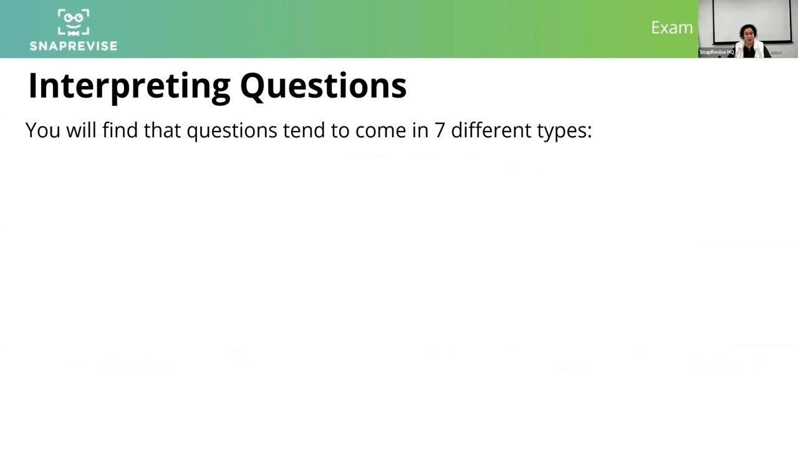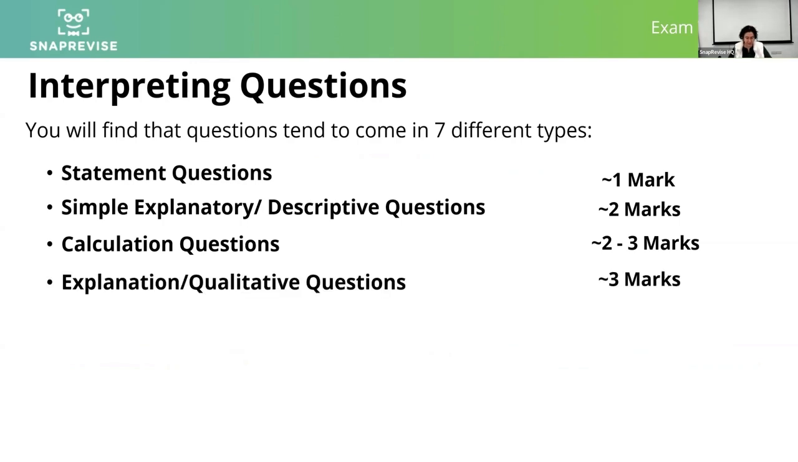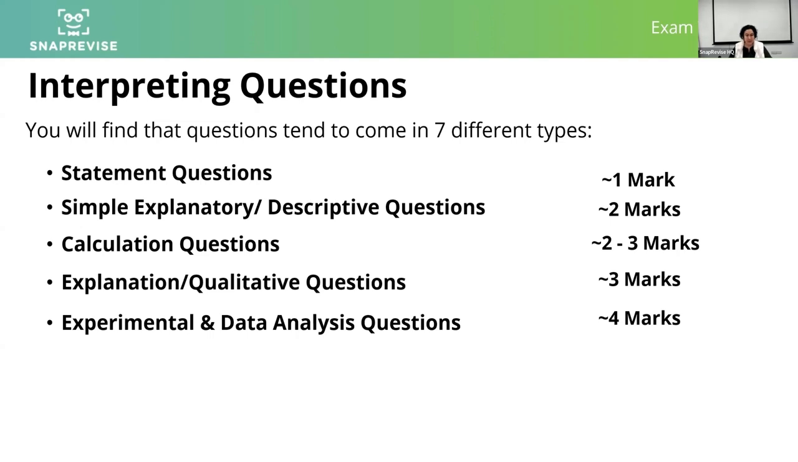So let's break down the 7 different types of questions, based on the command words that they come with. We've got our state questions, which are usually quite brief, usually worth just 1 mark. We've got our simple explanatory or descriptive questions, which are going to be worth around 2 marks. Calculation questions, 2 to 3 marks, simple calculations usually. Then we've got our explanation or qualitative questions, a little bit deeper than the simple explanatory questions, worth around 3 marks. Then we've got our experimental and data analysis questions, which are worth a little bit more, around 4 marks.